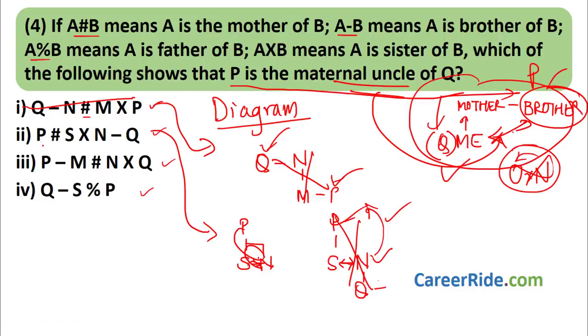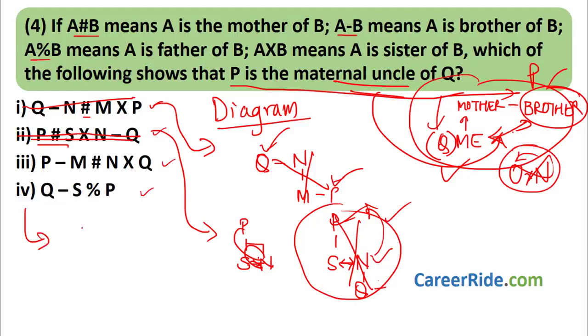Okay. Over here what do we see? P hash S means A hash B, A is mother of B. P is mother of S, that means P becomes female over here. You could have cancelled the option over here only. There was no need to calculate so much. But the reason I calculated the entire thing was to show how to draw the diagram, and to eliminate. So in the exam when you see P is male, and here you are getting P as female, cancel this option. Let's move on to the fourth option.